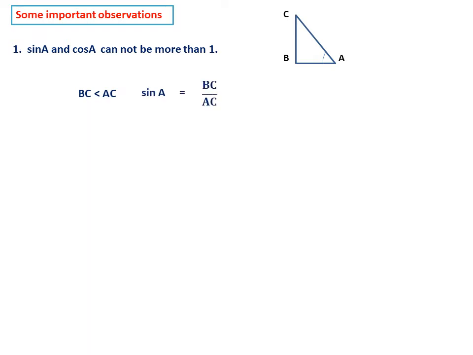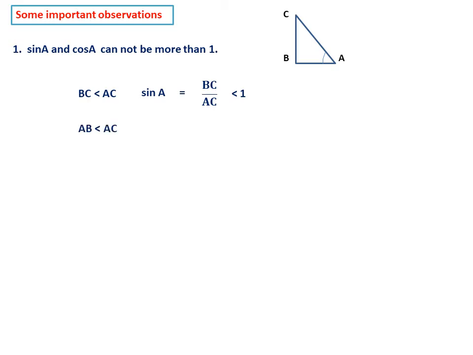Therefore, what is sin A now? Definition is opposite, that is BC divided by AC. So, the side BC is always less than side AC. Therefore, definitely it should be less than 1. Therefore, you should remember sin A is always less than 1. Of course, it can be 1 also, but I don't want to discuss all those things here. That is not necessary at this stage. Maximum it can take is 1. It can be 1, not more than 1.